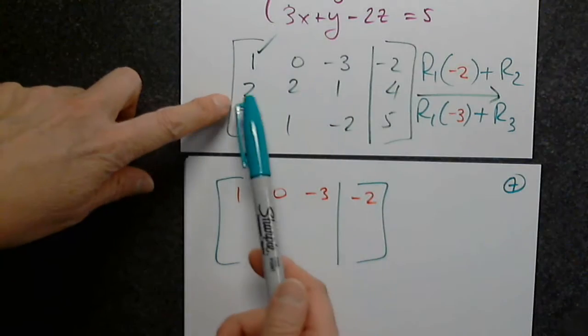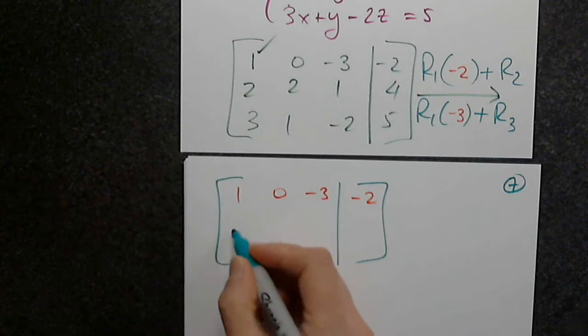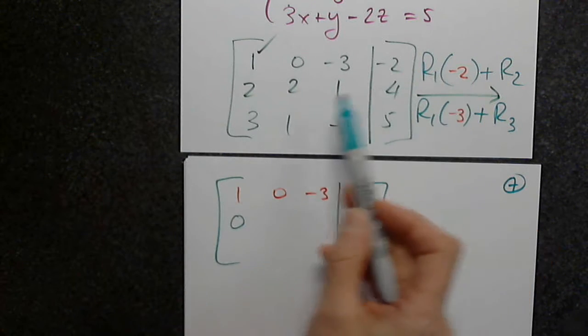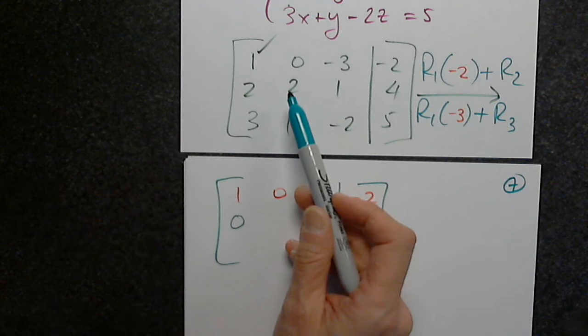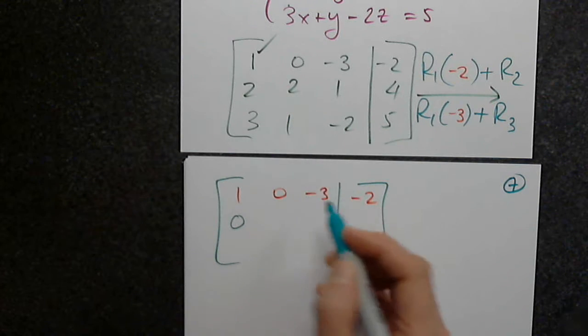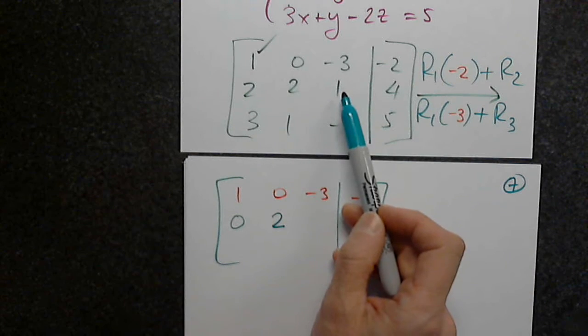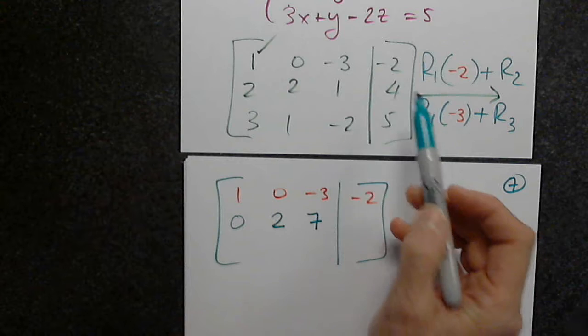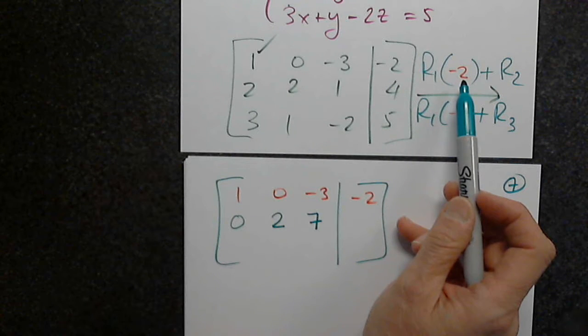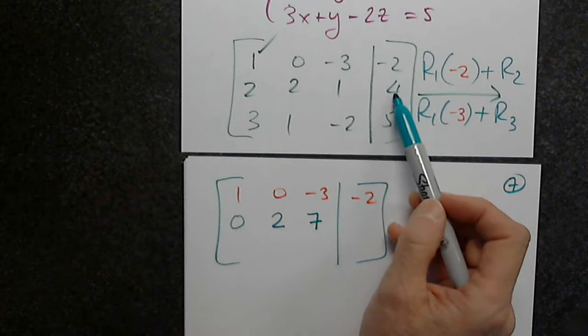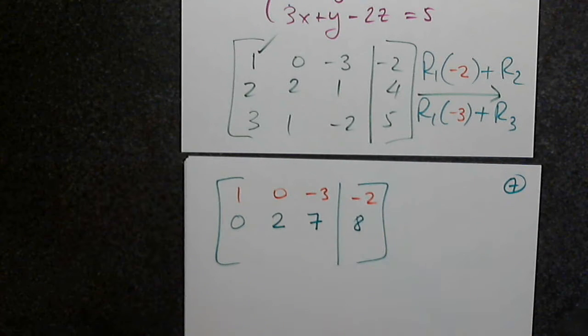So 1 times negative 2 plus 2, 0. 0 times negative 2 is 0 plus 2, 2. Negative 3 times negative 2 is 6, plus 1, 7. Negative 2 times negative 2 is 4, plus 4, 8. That's it. Any questions on 0, 2, 7, 8? Okay, please dictate the next step, and I'll write it.